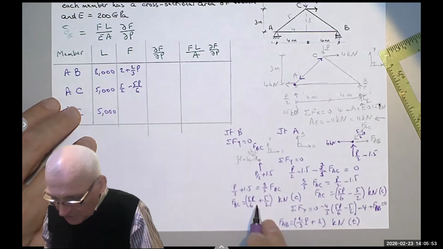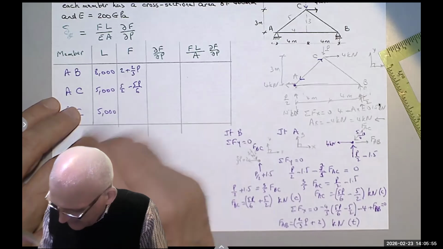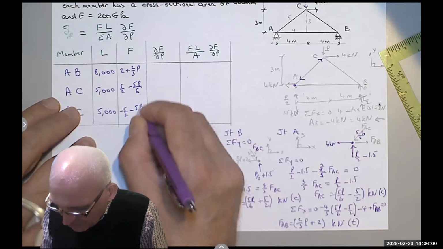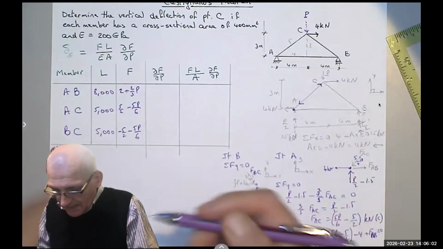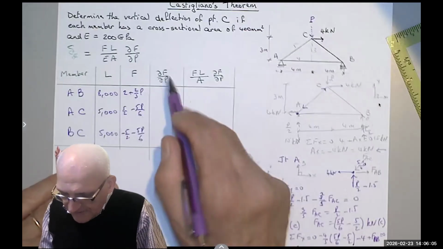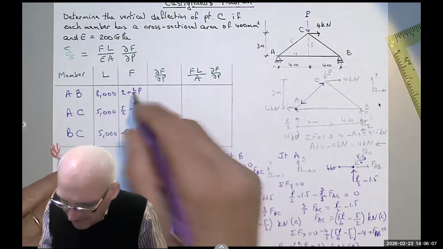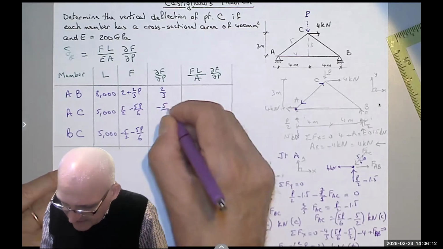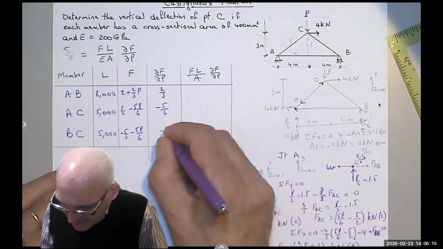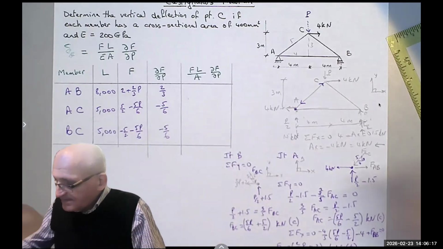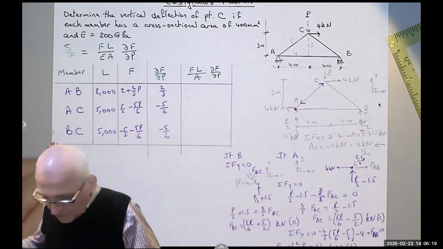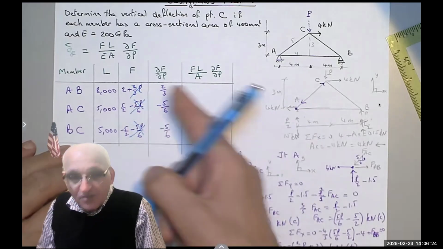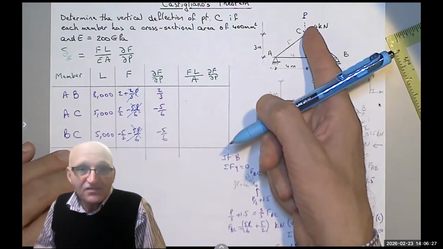And this one is also compression. So I'm going to write it as negative 5/2 minus 5P over 6. Now, when you take the partial F by partial P, you get 2/3 here. You get negative 5/6 here and negative 5/6 there. After that, you have to cross out the P's. We are going to set P equals 0 because we said that was a fictitious force.